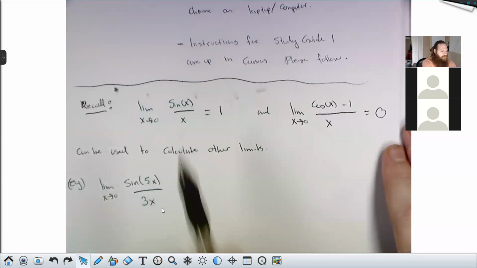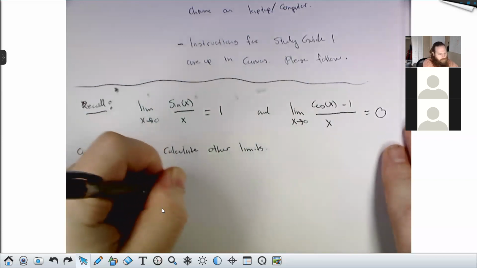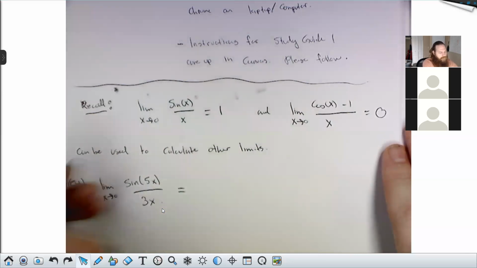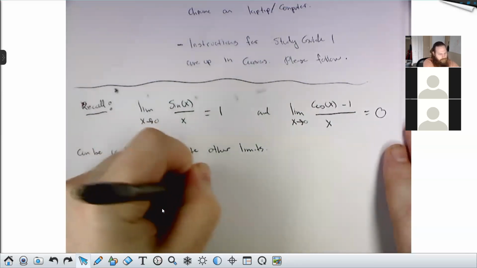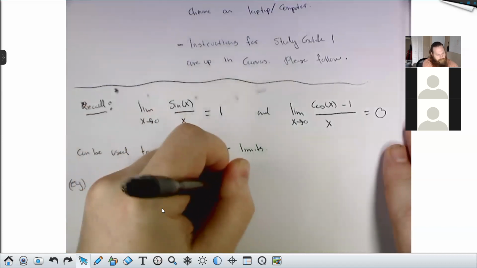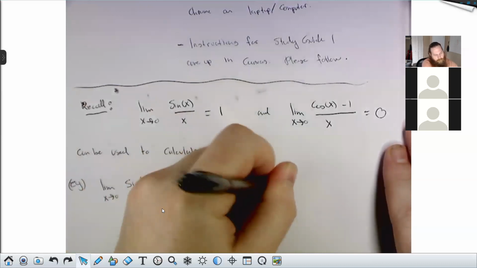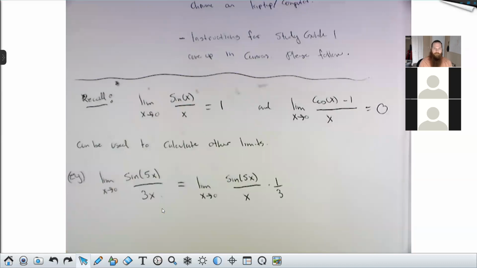What I would like to do is somehow make this thing show up here. And the first thing I would do towards that end is to pop this 3 out, right? This is the same as the limit as x goes to 0 of sine of 5x over x times 1/3, right? This 3 was downstairs, so when it comes out of this big fraction, it's going to come out as a 1/3.